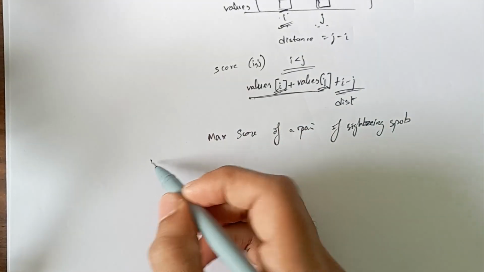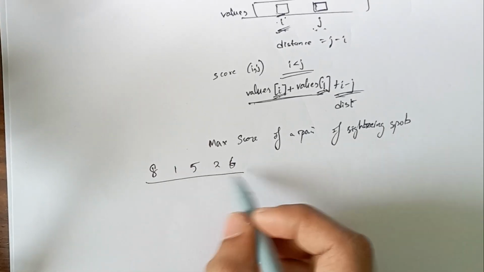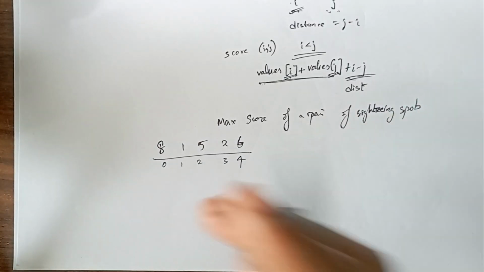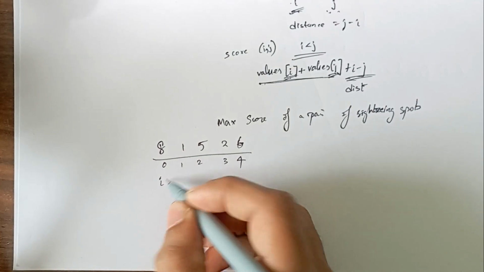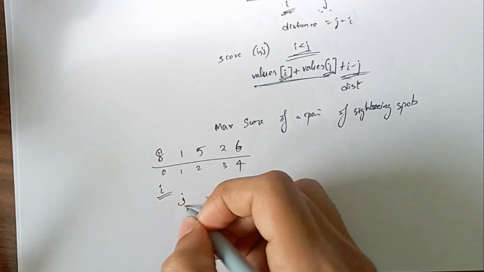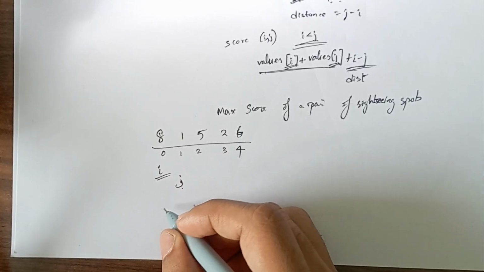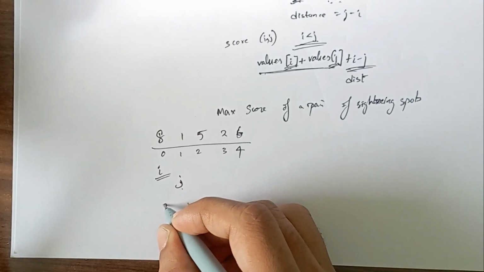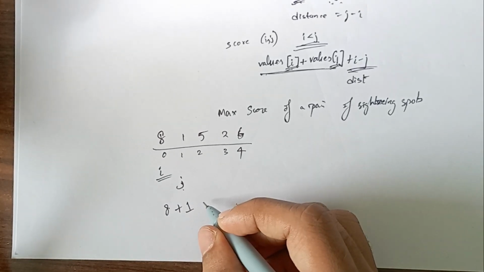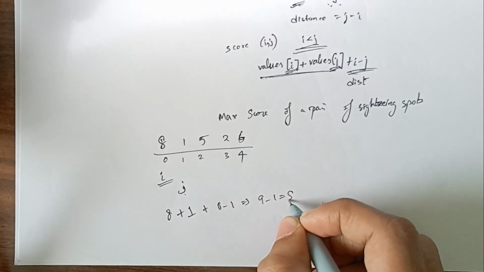Let us now consider an example: 8, 1, 5, 2, 6. Let me give the indices 0, 1, 2, 3, 4. Now, if you consider this as i, j should be greater than i. So consider 1 as j. Now, the score of this pair will be values of i, 8, plus values of j, 1, plus i minus j, that will be 0 minus 1, that is 9 minus 1 is equal to 8.